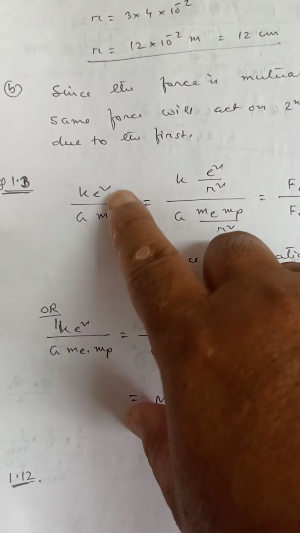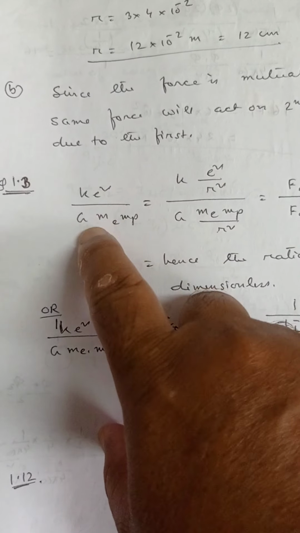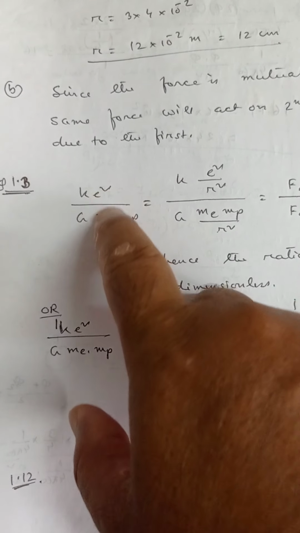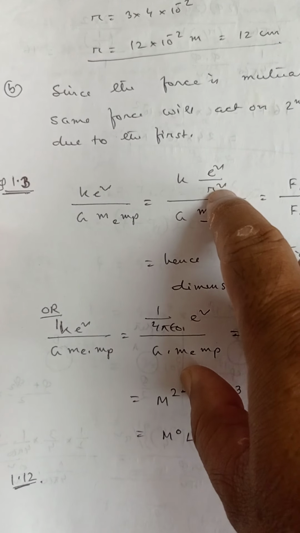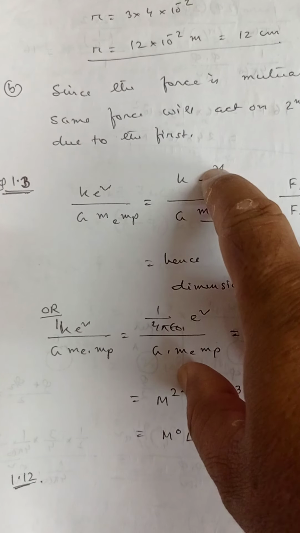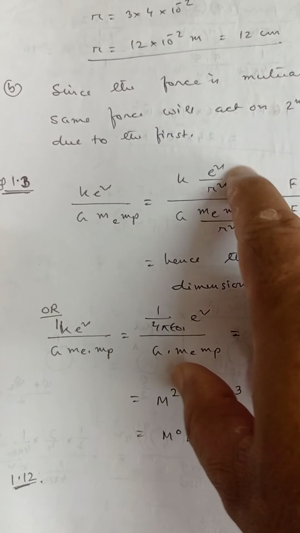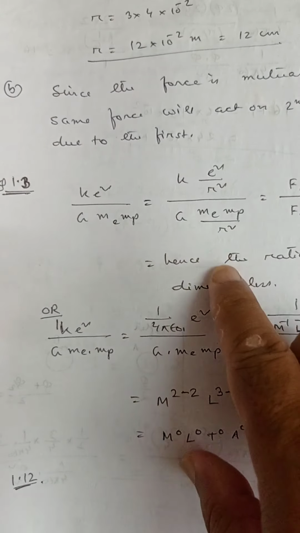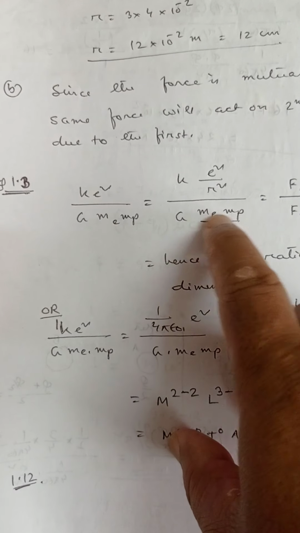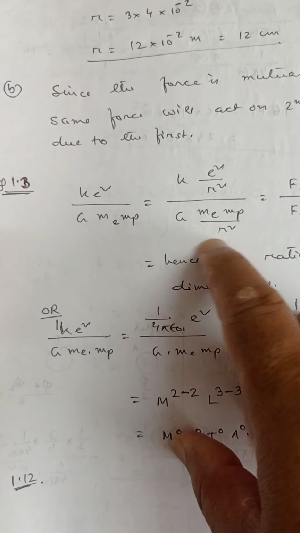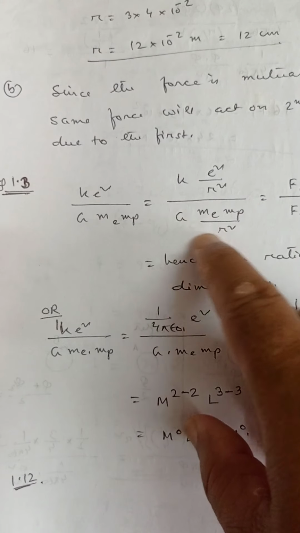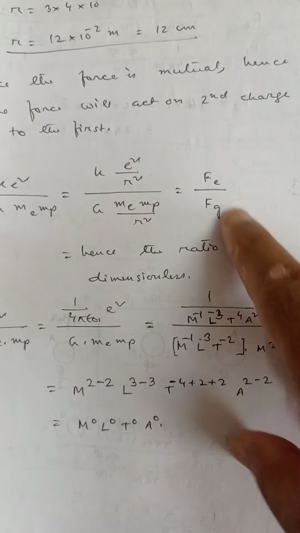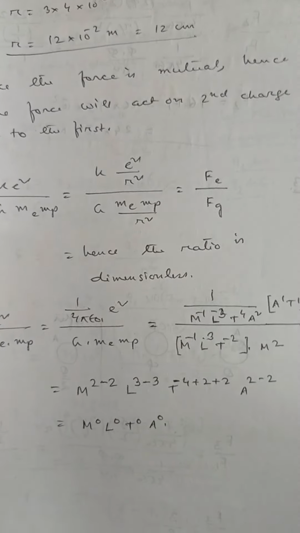So what we are doing here is finding the ratio of these two. I divide the numerator and denominator by r square. So k e square by r square is Coulomb's law of interaction between electron and proton, and this is G m_e m_p by r square, which is Newton's law of gravitation, the gravitational attraction between electron and proton. Since it is a ratio of forces, it is a dimensionless constant.